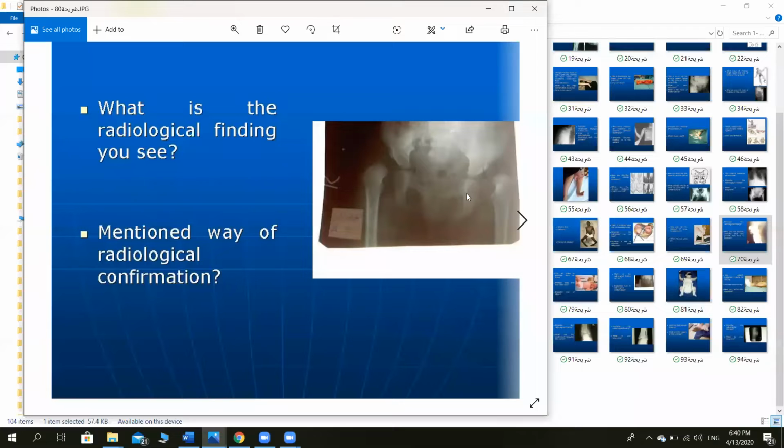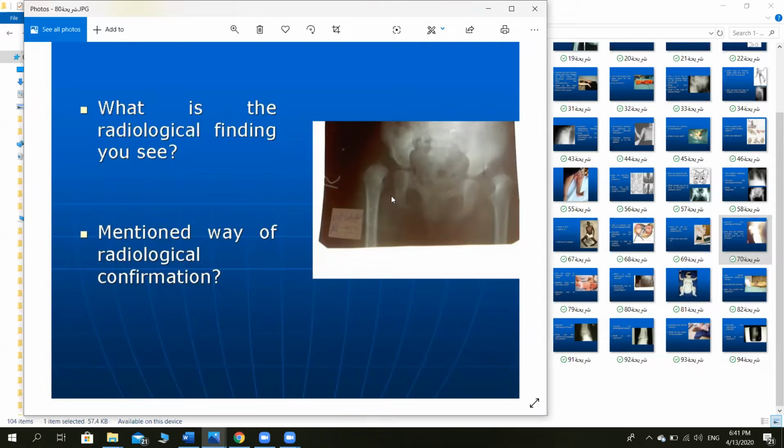This is bilateral DDH, bilateral dislocation of the hip. Both acetabulum is empty, head upward and migrated laterally and outside. So this is bilateral DDH. DDH is very common, especially in our city, in our country, and it leads to severe disability of the hip joint and disabling in the future of the patient.